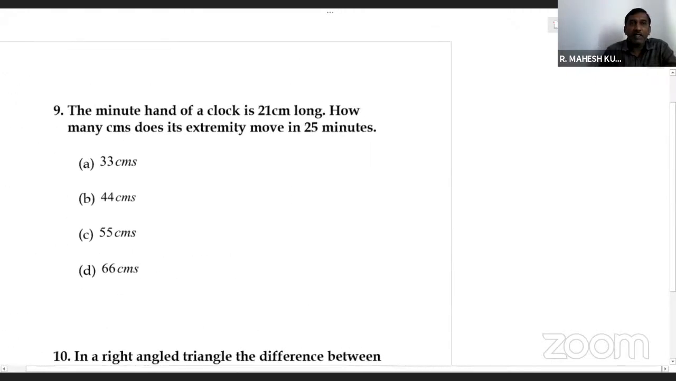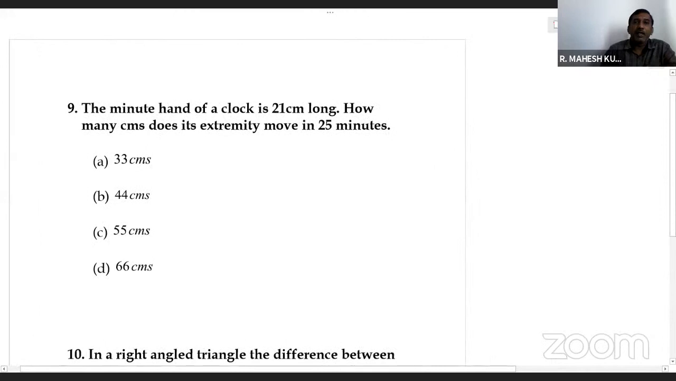Look, what is the 9th question? The minute hand of a clock is 27 centimeter long, right? So a minute hand of a clock is going to be 27 centimeter long. How many centimeters does its extremity move in 25 minutes? So here it is a 21 centimeter minute hand. Now look, how many centimeters does its extremity move in 25 minutes?